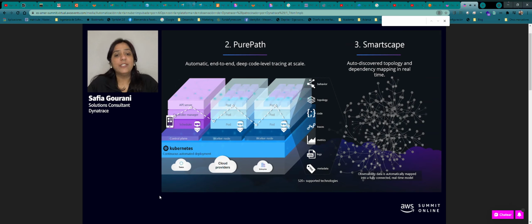Also being able to discover everything automatically. So since you're installing the OneAgent, it is capable of going in and discovering your environment from top down and giving you your entire topology without having to map it.